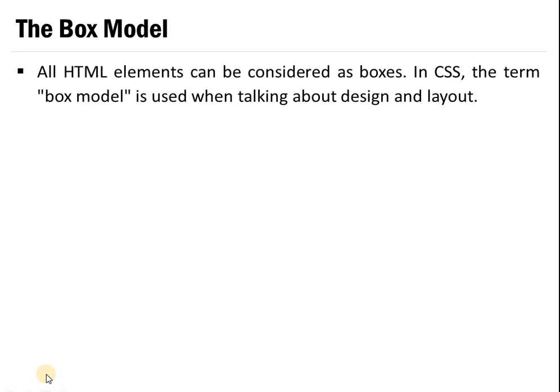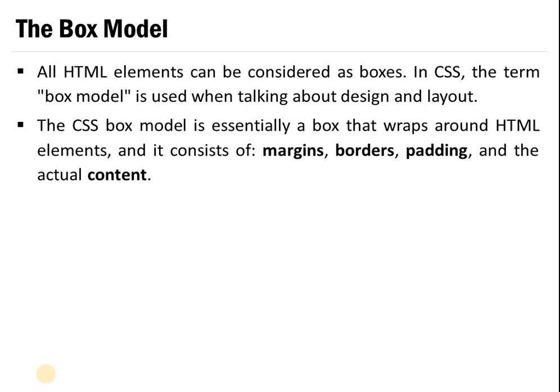Let's begin. Topic name is box model in CSS. Now, what is box model? In CSS, the box model is used when we talk about design and layout of elements that you are going to display in your HTML web page. It generally refers to four properties related to your element, that is margin, border, padding and content.